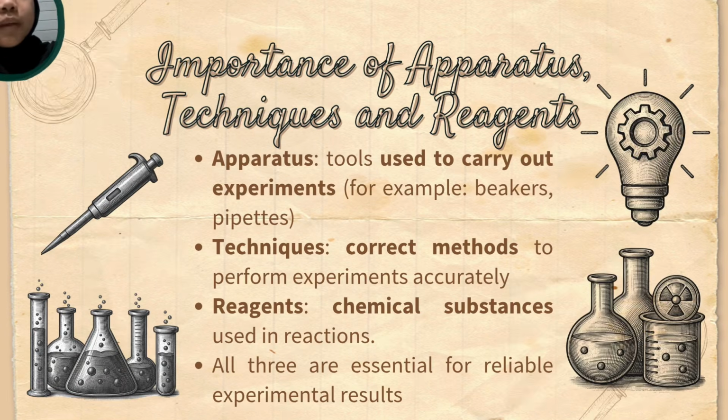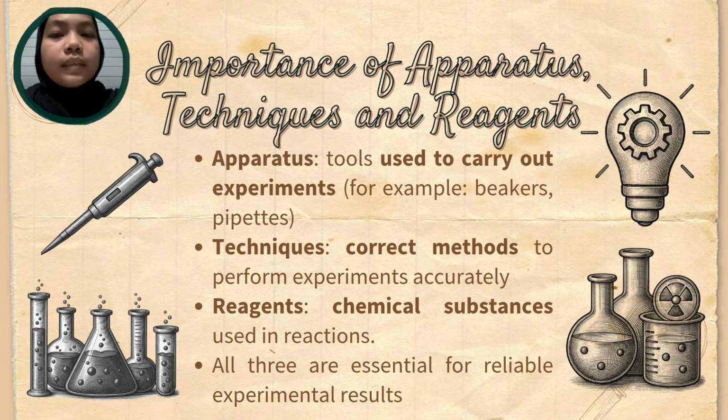In laboratory experiments, apparatus, techniques, and reagents all play very important roles. Apparatus refers to the tools and equipment used during experiments, such as beakers, burettes, and pipettes. For example, a pipette is used to measure and transfer small amounts of liquid accurately.